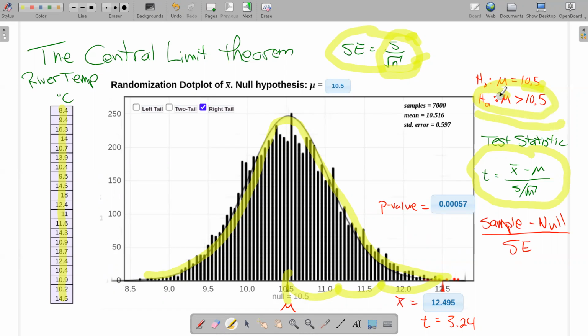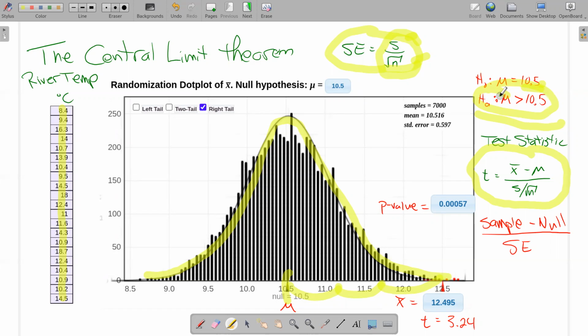That's the conclusion, right? What does this mean? I got to go report back to my boss. What did I find? I said, yeah, the average temperature is higher than 10.5. And he says, okay, well, what's the average temperature? Well, I don't really know that. This sample had an average of 12.5, but that's just this sample. Every sample is going to be a little bit different.